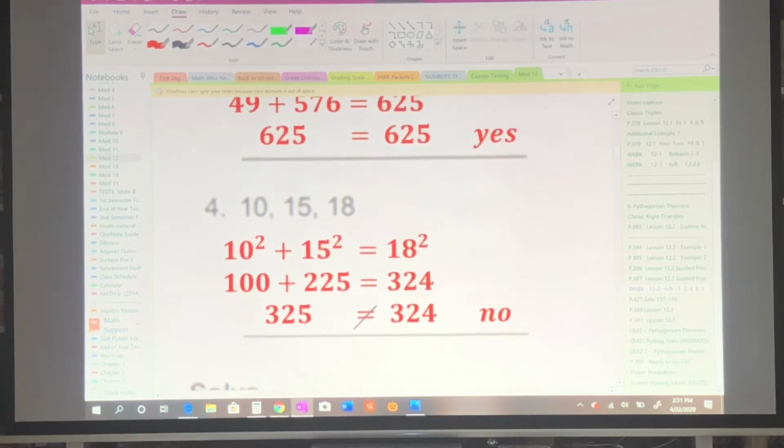Number 4, 10, 15, and 18. 10 squared, 15 squared, add them up. 18 squared, 324. Nope, not a right triangle.